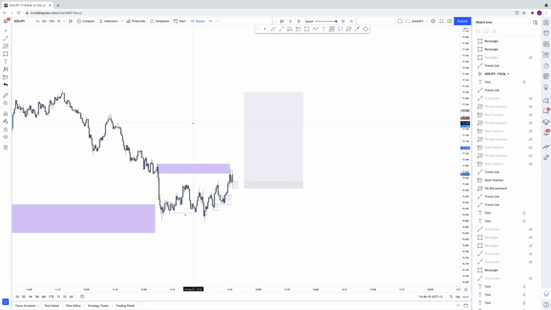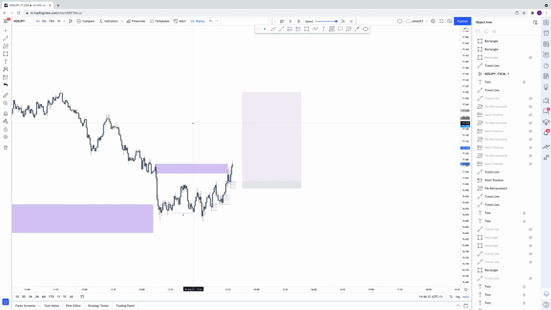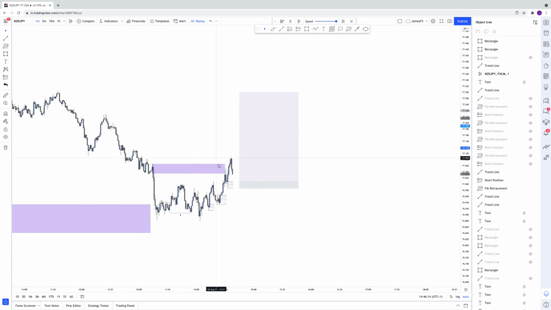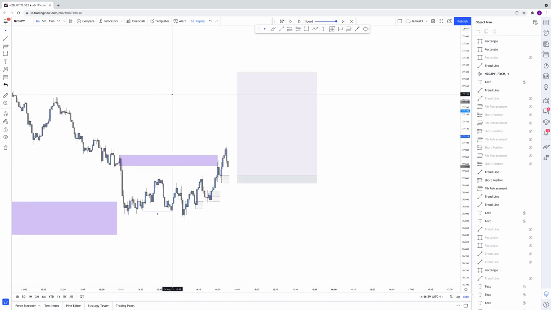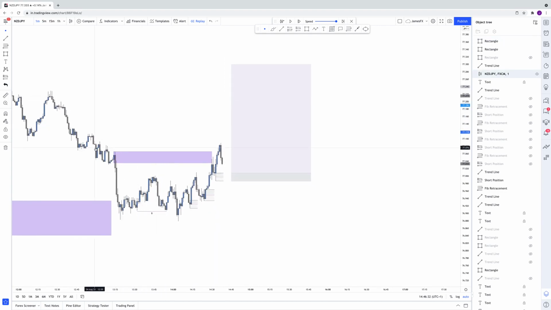What happens next is really important, and you can see what happens. We break. We previously came in to mitigate, we pulled off, and then this is the move that's actually broken this supply, and it's created demand. If I just zoom right in, we can see, supply mitigated, pulled off, and then we break and we create demand.